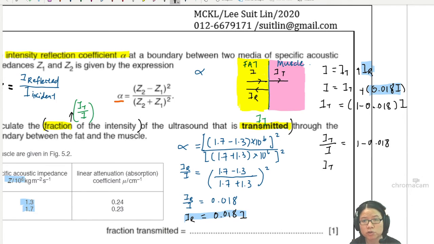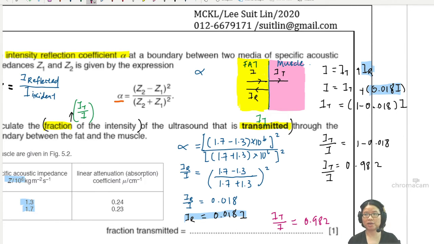So this means most of the ultrasound will be transmitted, and that would be 0.998. Hang on, brain hang. 1 minus 0.018 is 0.982. Ah, yes. Over I. So the final answer, IT over I is equal to 0.982.